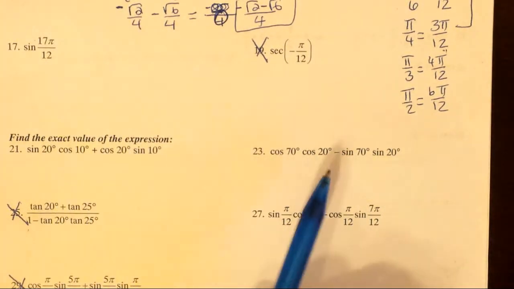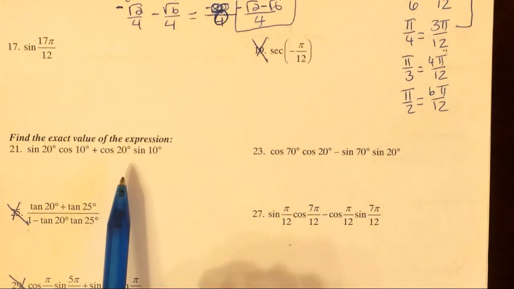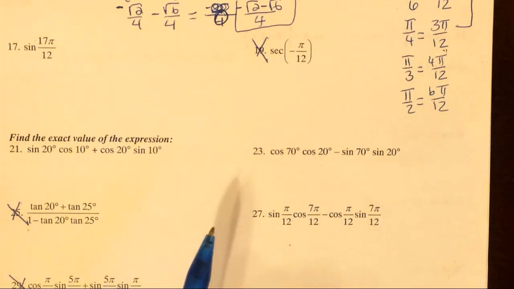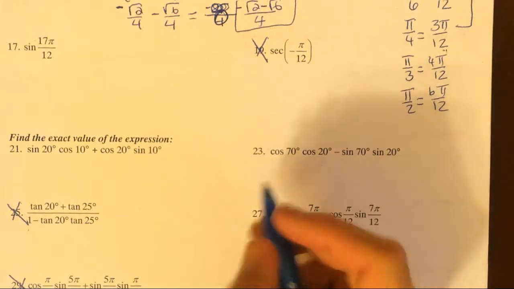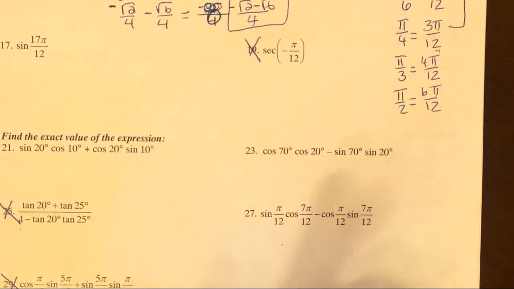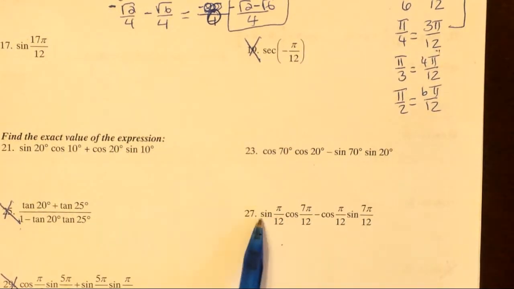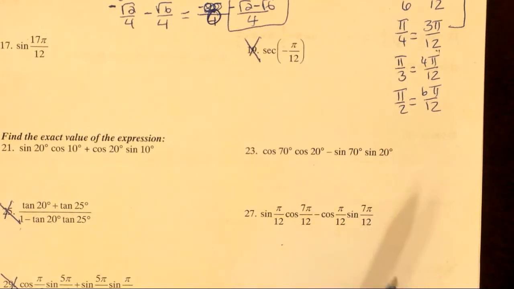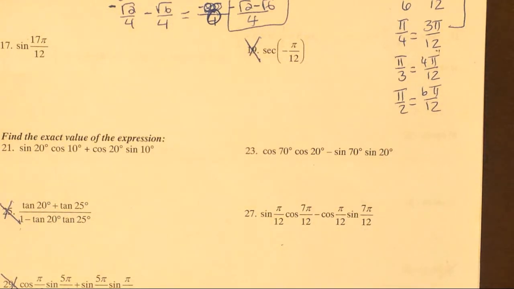Okay, the bottom of the worksheet does everything backwards. The bottom of the worksheet actually gives me the right-hand sides of the formulas at the top, and I have to figure out which one it matches. So let's go look at 27. On 27, I have a formula that says sine cosine minus cosine sine.